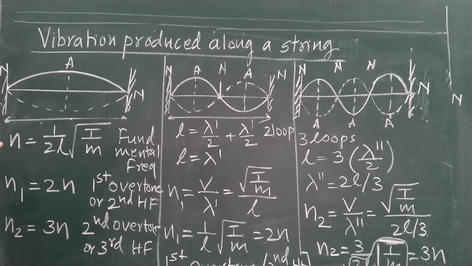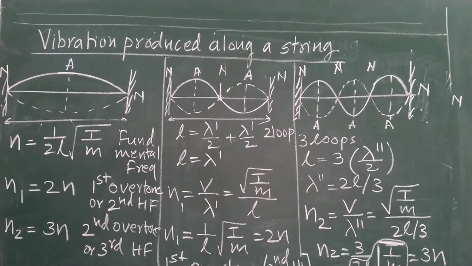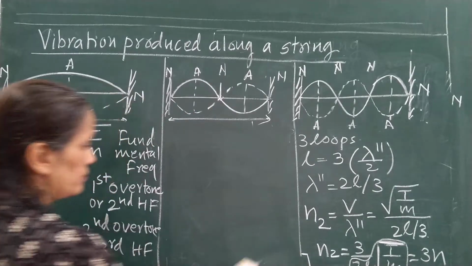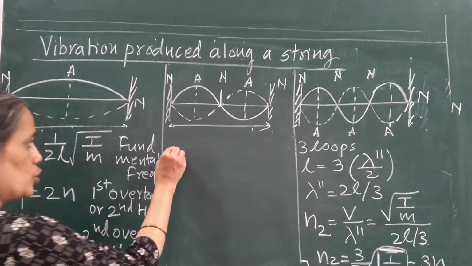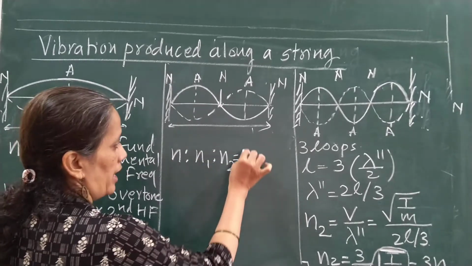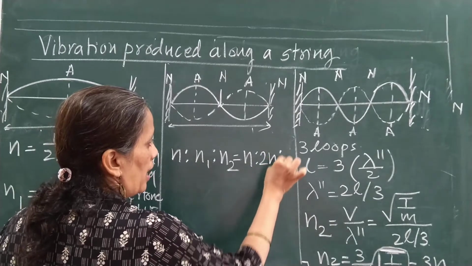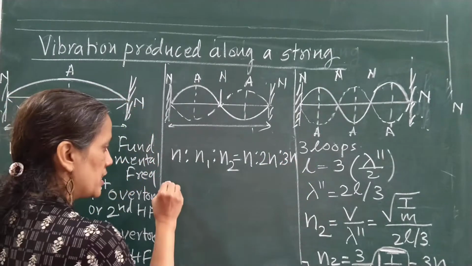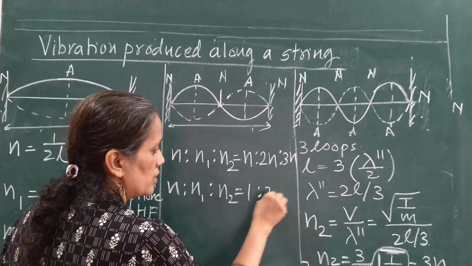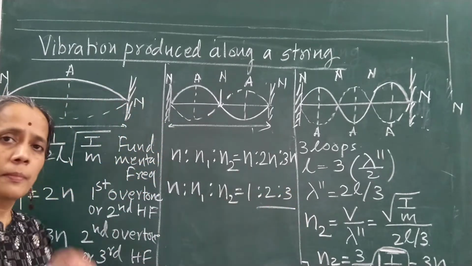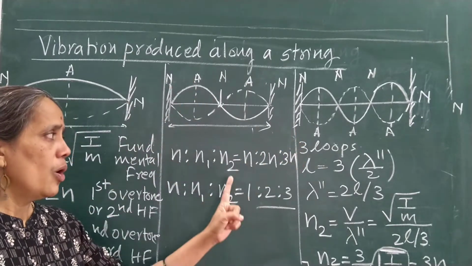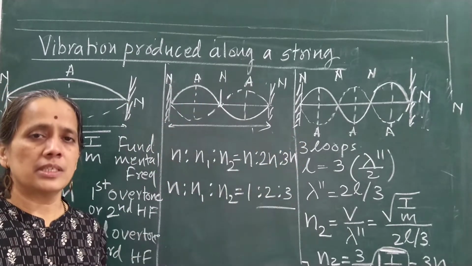Right? Means your string is vibrating with frequencies n, n1, n2. Those frequencies I am going to write in the ratio format. n : n1 : n2 can be written as n : 2n : 3n, which is equivalent to 1 : 2 : 3. Means I can say that the string will vibrate with all integral multiples of frequency.